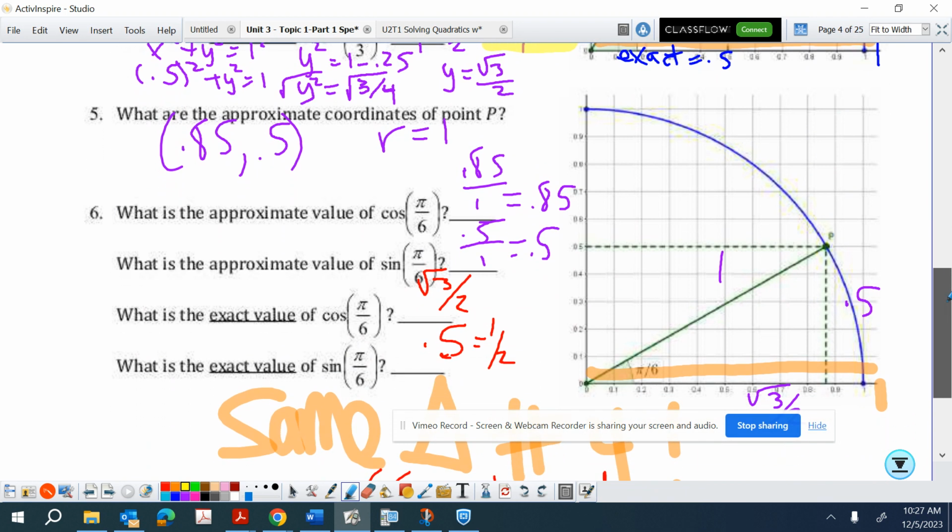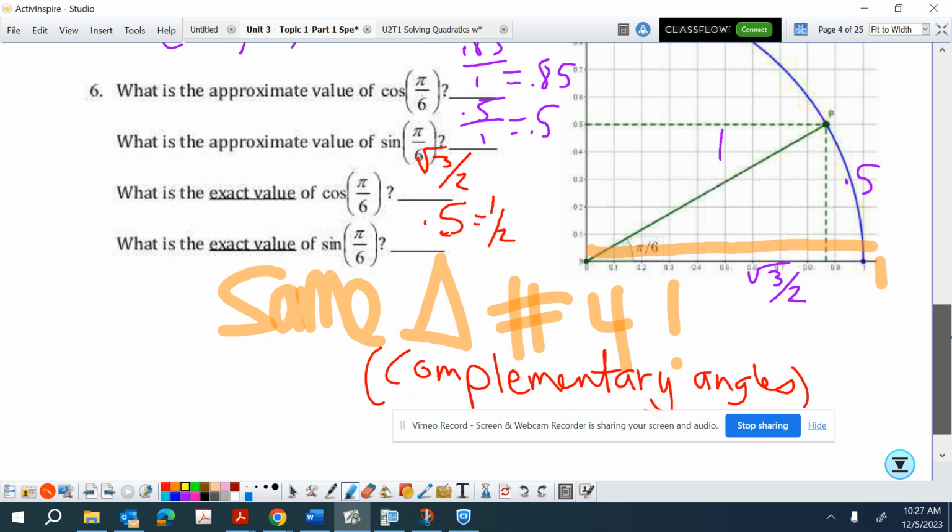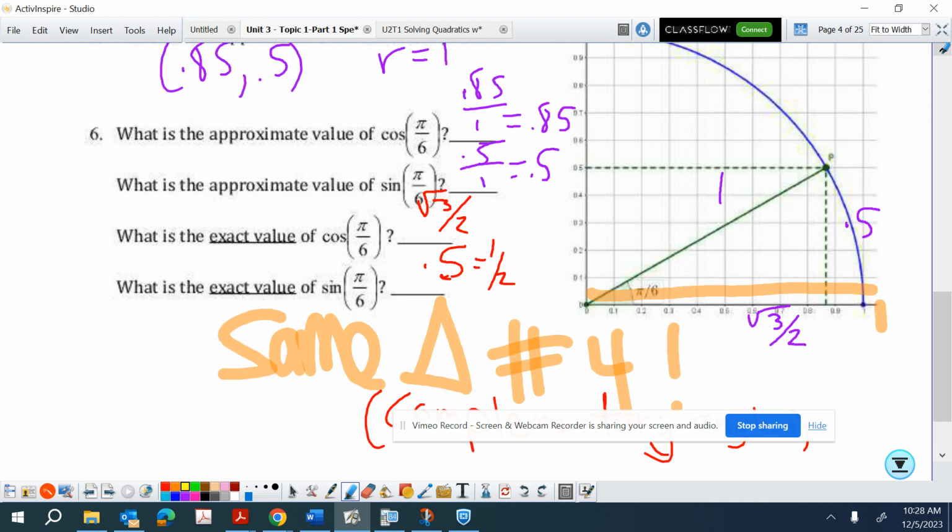Number 5 is interesting because the angle they give you is pi over 6. Pi over 6 is 30 degrees. And if you remember from the previous question above for number 4, that was a 30, 60, 90 right triangle. If this is a 30-degree angle, then I can use all the information I did on number 4 and 5 to calculate all of these things.